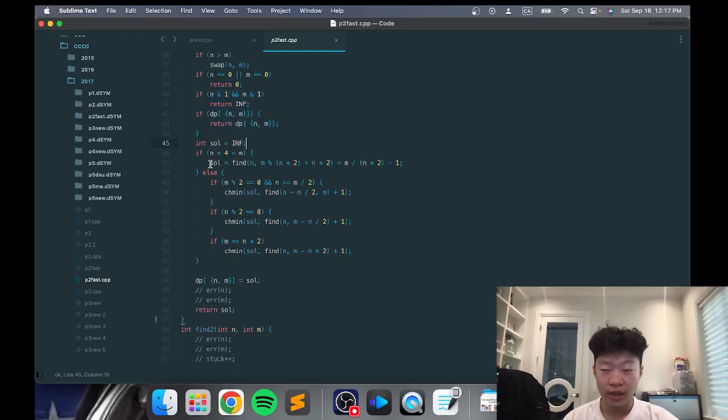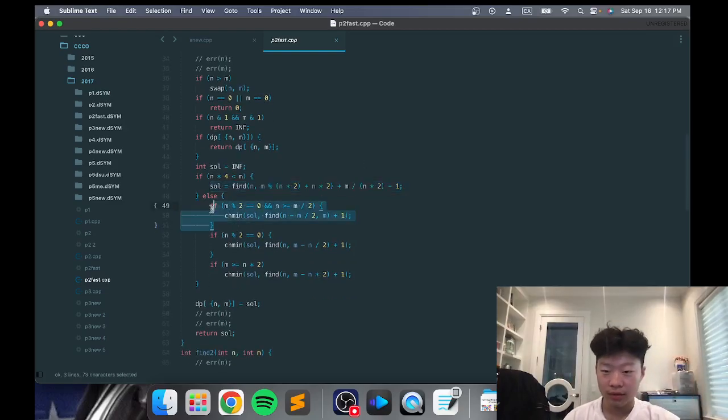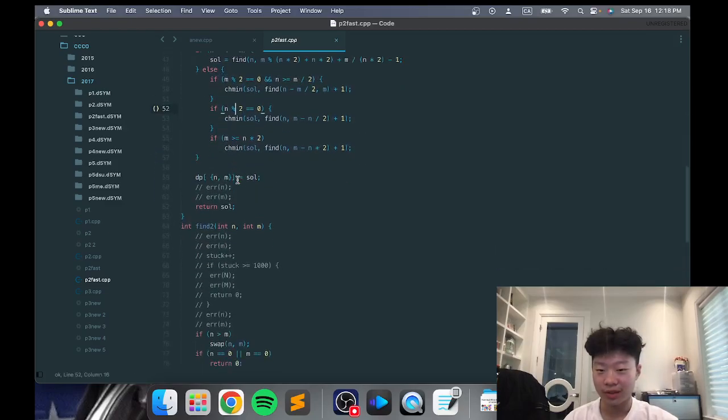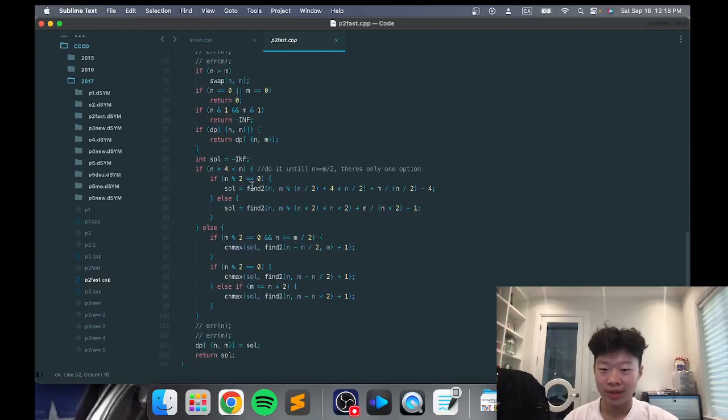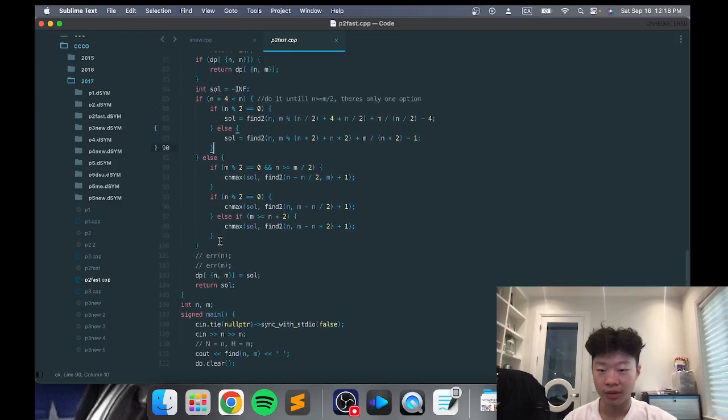Solution: if n times 4 is smaller than m, this is find minimum, so it's like cutting it. You cut that, and if m percent 2, and so on. You have to think about this yourself. For maximum, it's the same thing, but you would take the bigger jumps or smaller jumps. You do the same thing.